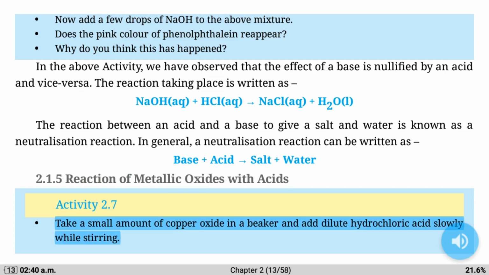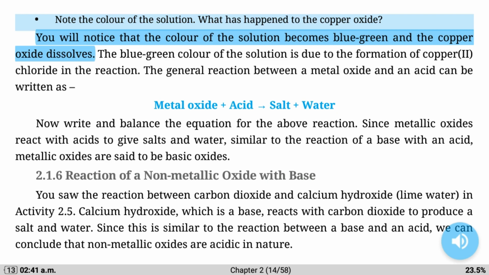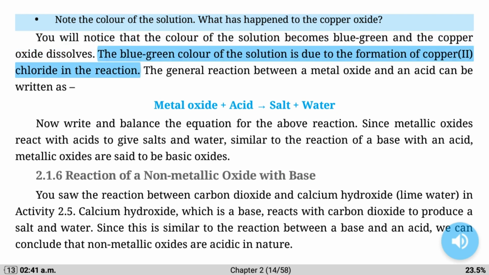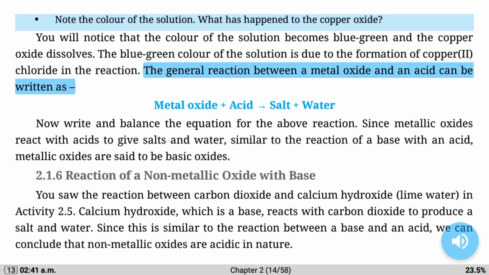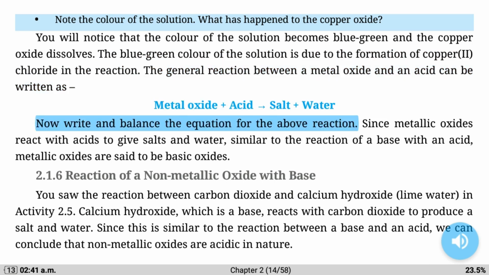Activity 2.7. Take a small amount of copper oxide in a beaker and add dilute hydrochloric acid slowly while stirring. Note the color of the solution. What has happened to the copper oxide? You will notice that the color of the solution becomes blue-green and the copper oxide dissolves. The blue-green color of the solution is due to the formation of copper(II) chloride in the reaction. The general reaction between a metal oxide and an acid can be written as metal oxide plus acid gives salt plus water. Now write and balance the equation for the above reaction.